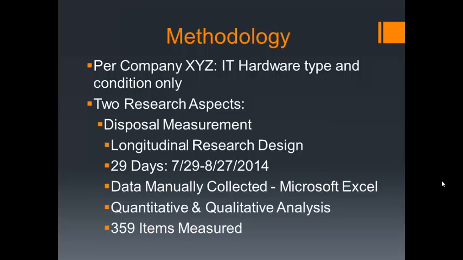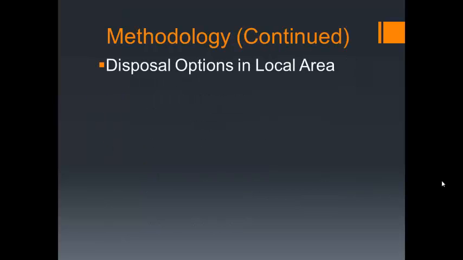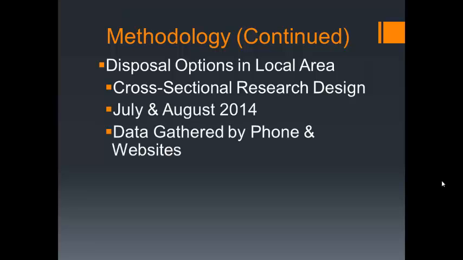And like I mentioned, a total of 359 items ended up being measured over the 29-day period. The second part of the research design was disposal options in the local area of company XYZ. This took a cross-sectional research design, which meant that at a given point in time, vendors for disposal options were contacted in the local area of company XYZ. This was done in July and August 2014, and the data was gathered either by phone, by talking to representatives from these vendors, or from the vendor websites.